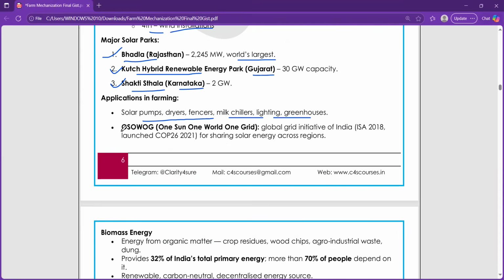Next, we have OSOWOG, which is a global initiative. It is known as One Sun, One World, One Grid. This global initiative was launched by the International Solar Alliance in 2018 and during the COP 26 session in 2021 for sharing solar energy across regions, right?